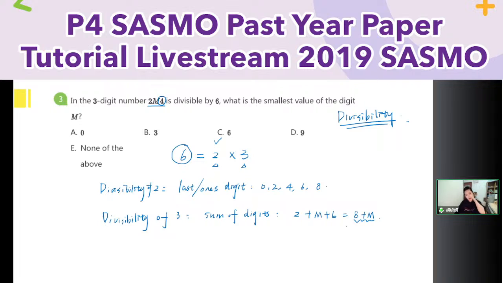Okay, so can you tell me, m can be which number? Oh, sorry, here I made a mistake. It's not 6, here is 4. My mistake. The number is 2m4. So 2 plus m plus 4 equals 6 plus m. So m can be what?